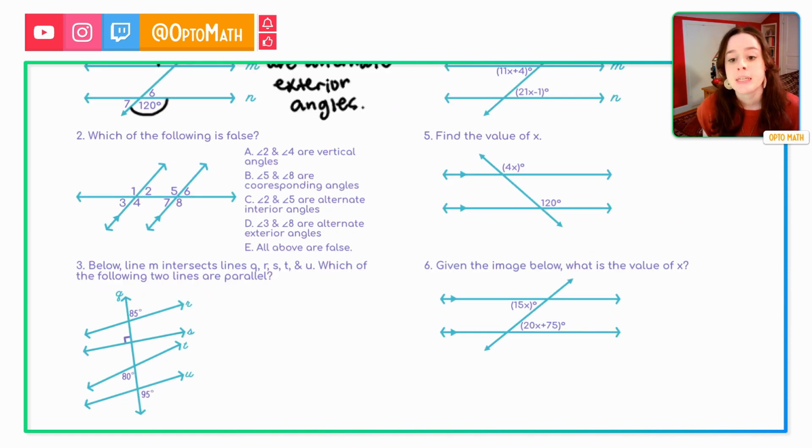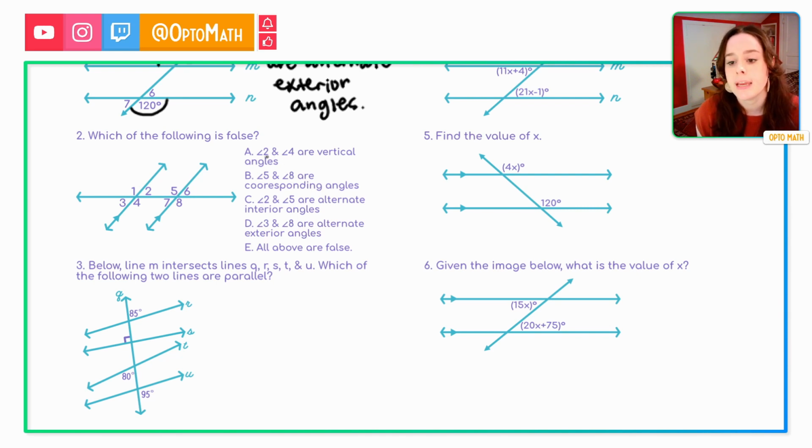Number 2 says, which of the following is false? So for multiple choice questions that ask me for what's false, I like to just go through and read them and mark off what I see as true and figure out what I have left over. It's a kind of process of elimination.